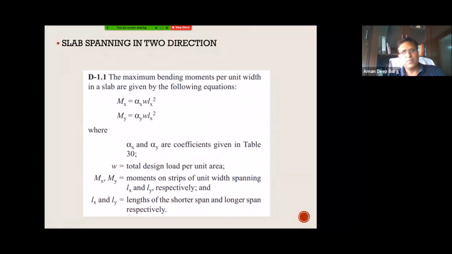This is the formula you see in the code where we design the slab, wherein you are given the formula to calculate the bending moment in x direction with coefficient alpha x into w, where w is the UDL over the slab, and Lx is the span in x direction. Similarly, alpha y into UDL into the span in the x direction.